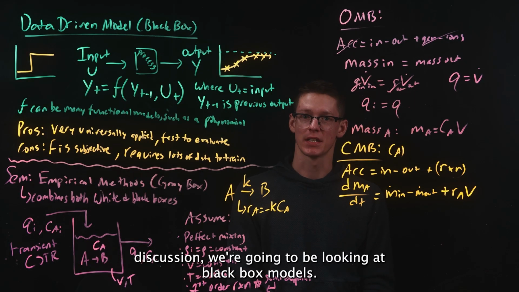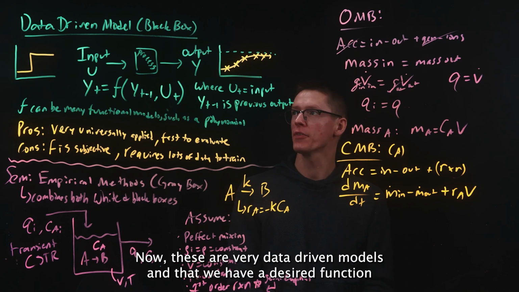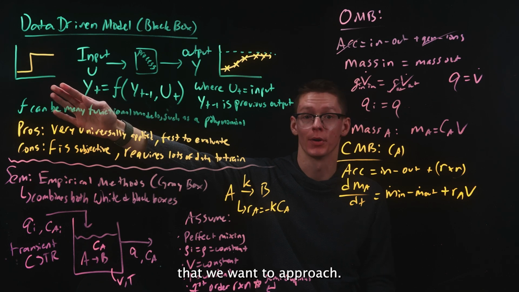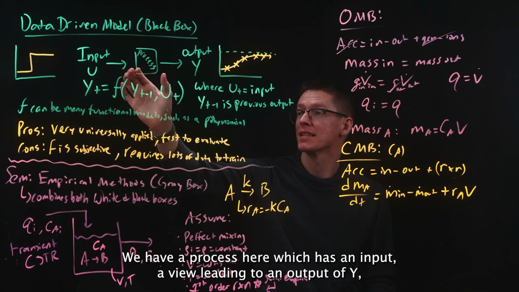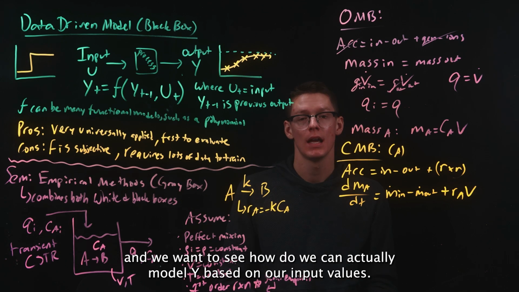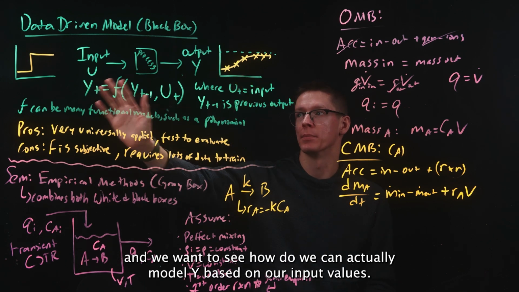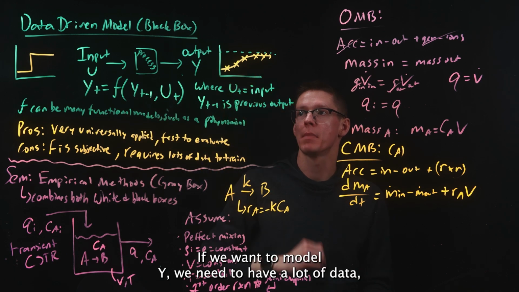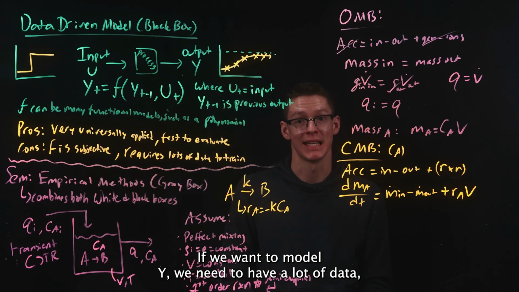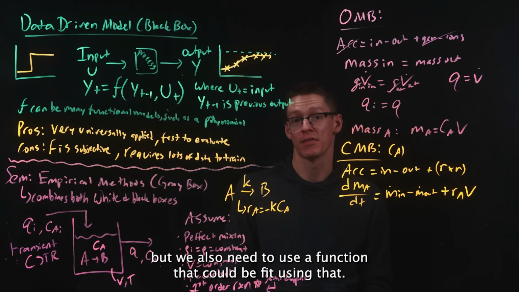As we continue our discussion, we're going to be looking at black box models. Now, these are very data-driven models in that we have a desired function that we want to approach. We have a process here which has an input of u leading to an output of y. And we want to see how we can actually model y based on our input values. If we want to model y, we need to have a lot of data. But we also need to use a function that could be fit using that.